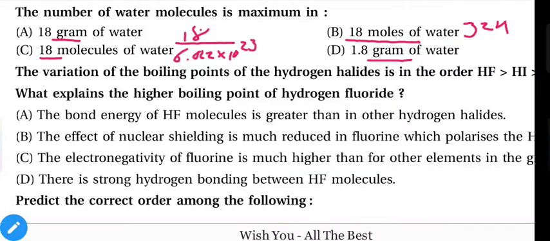So obviously this will be the lowest possible value, and the last value is 1.8 grams. So we have 18 grams, 324 grams, 18 divided by 6.022 into 10 raised to 23 grams, and 1.8 grams. Obviously the maximum number of molecules will be in 18 moles, because it has the highest number of grams.